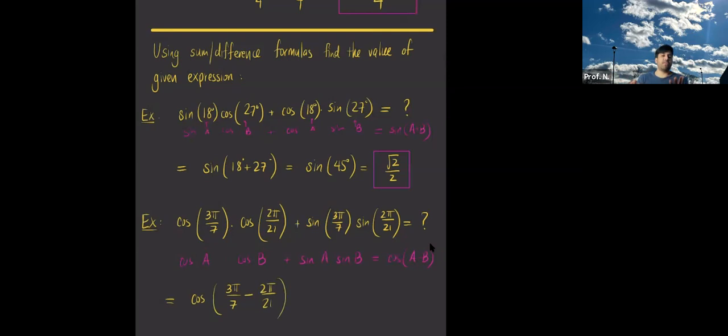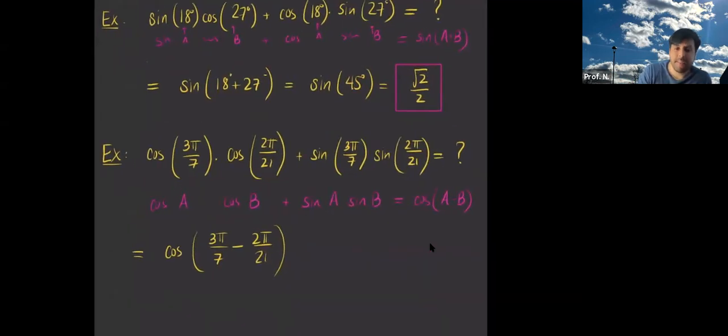And now I have to subtract two fractions. How do you subtract 3 pi over 7 minus 2 pi over 21? I must have the same denominator. So 7 and 21, the least common multiple is 21. So I must multiply this by 3 over 3. When I do so, I get cosine of 9 pi over 21 minus 2 pi over 21.